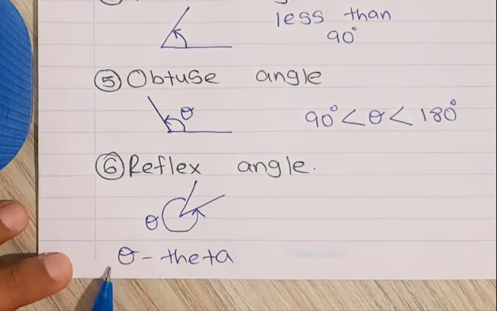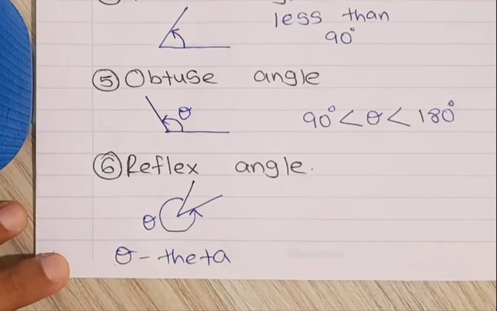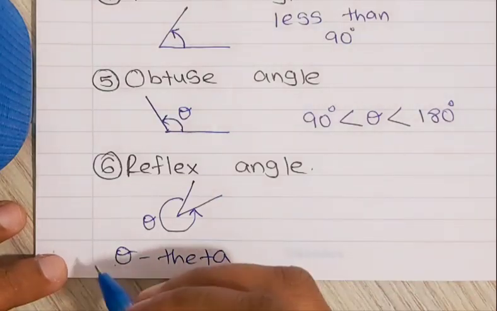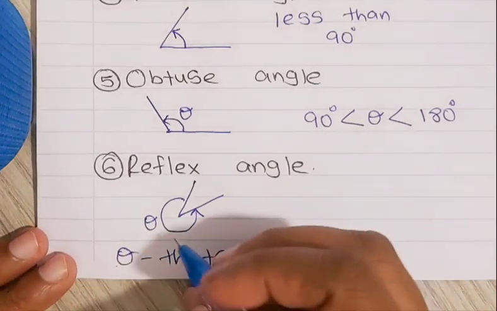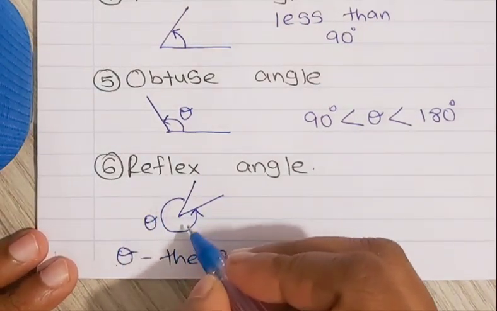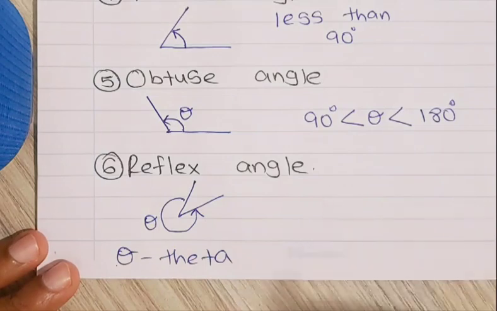So that should be the algebraic term which we can use for the unknown angles, same like algebraic terms: x, y, z, a, b, c, like that. In the same way we can use theta for the unknown angles. So that means theta is located in between 180 and 360.